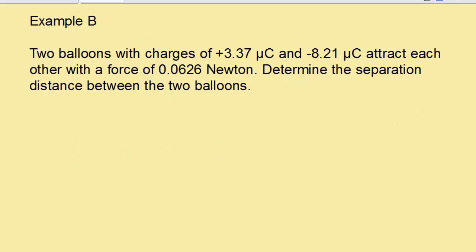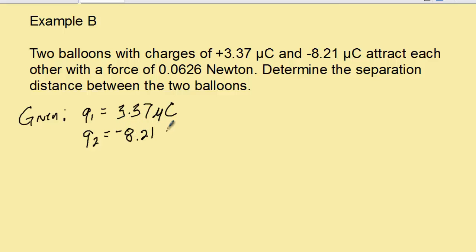Let's work another example. Let's do the same thing. Let's start with what we're given. We're told here the charges are a little different. So Q1 in this example is 3.37 microcoulombs. Charge 2 is negative 8.21 microcoulombs.